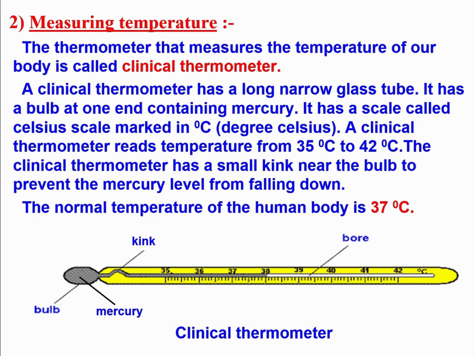It has a scale called Celsius scale marked in degrees Celsius. A clinical thermometer reads temperature from 35 degrees centigrade to 42 degrees centigrade. The clinical thermometer has a small kink near the bulb to prevent the mercury level from falling down. The normal temperature of the human body is 37 degrees Celsius.